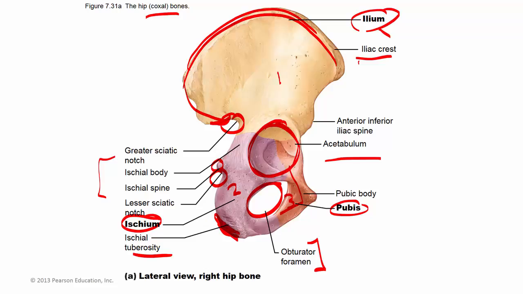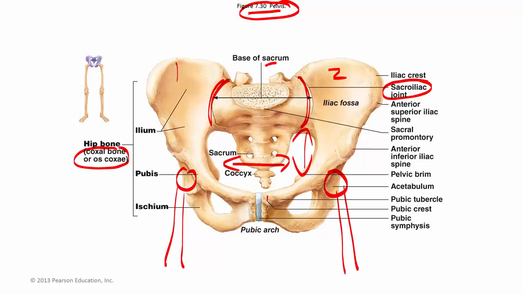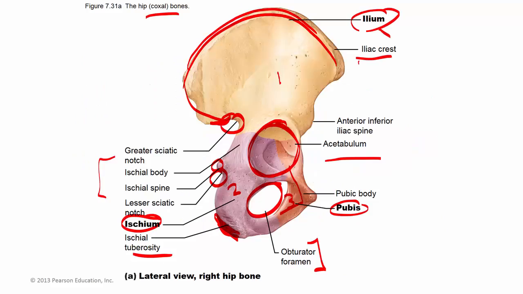I also want to go back to this slide and show you where the two hip bones come together right here. This piece of cartilage, that's that fibrocartilage that we have talked about in the past, and that forms your pubic symphysis. Okay, so where the two bones come together, held together by that cartilage, is your pubic symphysis.